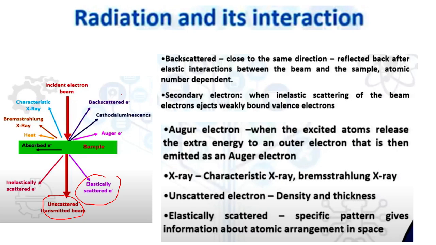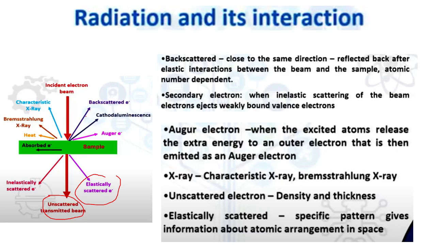So what is backscattered electron? Backscattered electron is nothing but just after the irradiation, the electron will be in the opposite direction of the incident beam. It's almost close to the same direction, reflected back after the elastic collision with the sample or any material. And this backscattered electron's nature will depend also on the nature of your sample, what is the atomic number of the sample, etc.